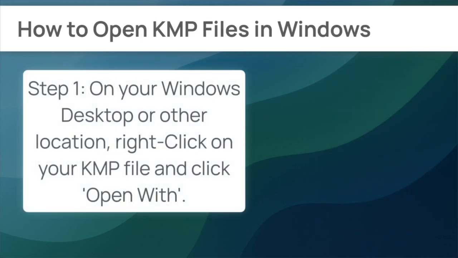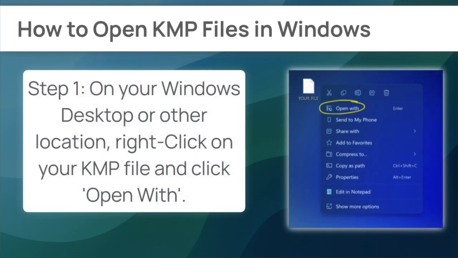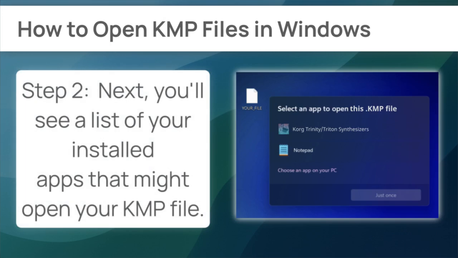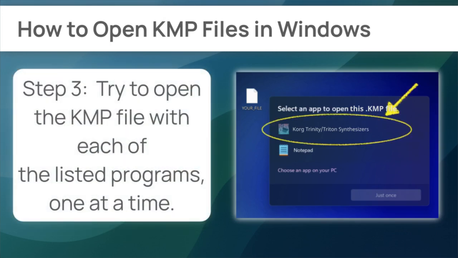Your most vital first action is the file association test. Right-click the KMP file and choose Open With. If Korg Trinity or Triton software is on your machine, test it. If not, choose another program. We must find the correct software.